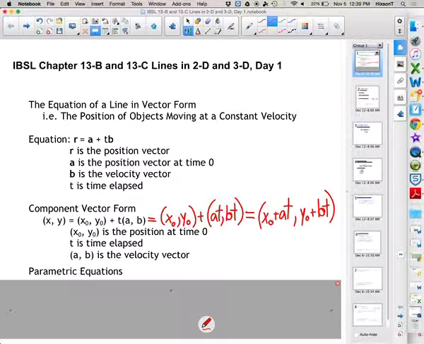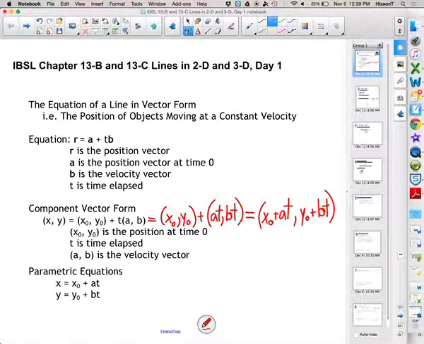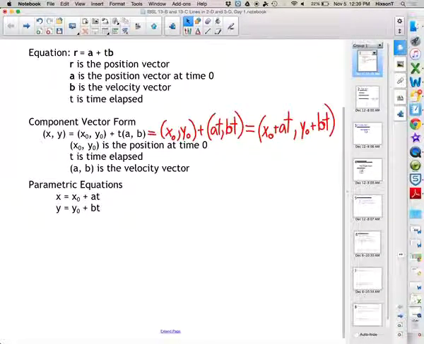And the reason why that's nice is because x equals x sub naught plus at, and y equals y sub naught plus bt. And the reason why this is helpful is because it actually allows us to isolate horizontal movement or vertical movement. We can focus in just on the horizontal or the vertical.